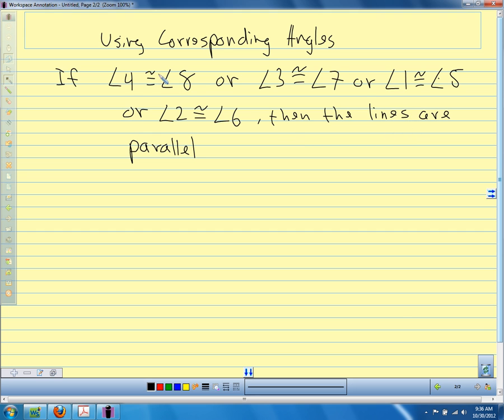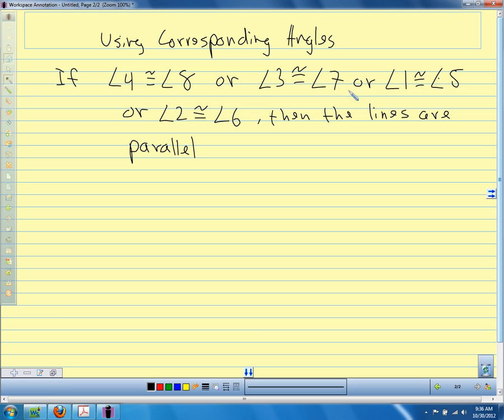If any of these angle pairs, angle 4 and angle 8, 3 and 7, 1 and 5, 2 and 6, are congruent, that guarantees the two lines are parallel, because corresponding angles are congruent in that case. So that's one way we can prove lines are parallel. We know the corresponding angles are congruent, then the lines have to be parallel.